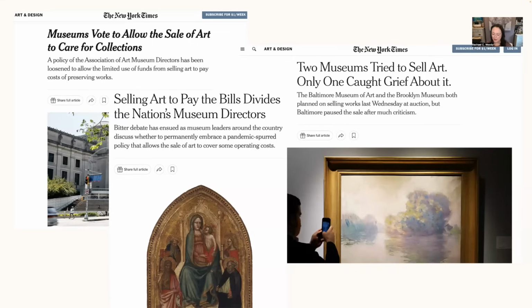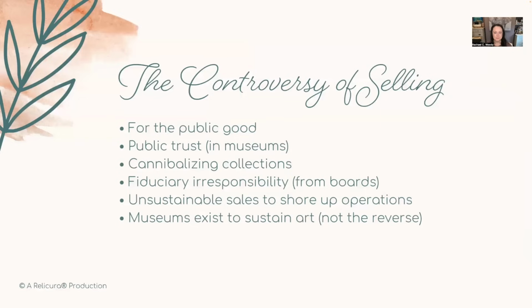It's just a smattering of New York Times articles. So we could do a whole other webinar on the controversy of selling art, and I would love to do that. So maybe we'll do that later in the year. But just to touch on it briefly here, since it could be an avenue of disposal for you, this is why it's controversial. First and foremost, the collections that we have are seen as existing purely for the public good.